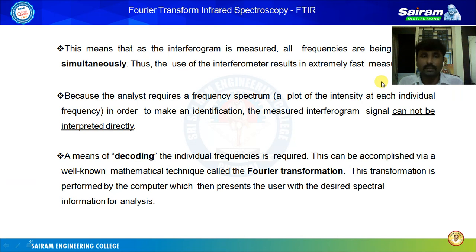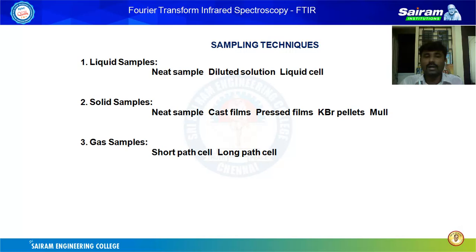Because the analyst requires a frequency spectrum, a plot of the intensity at each individual frequency, in order to make an identification, the measured interferogram signal cannot be interpreted directly. A means of decoding the individual frequencies is required. This can be accomplished by a well-known mathematical technique called the Fourier transformation. This transformation is performed by the computer, which then presents the user with the desired spectral information for analysis.